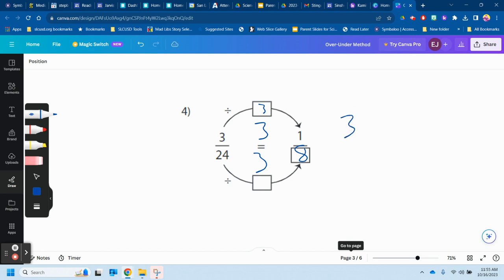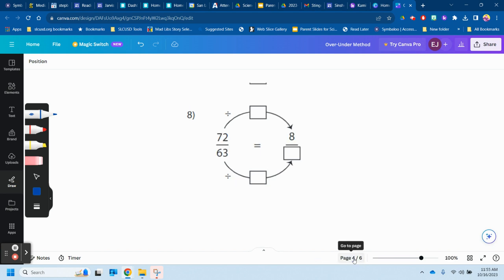So 3/24 is the same amount as 1/8. Let's take a look at another one. This one has a little bigger numbers. If I divide a number by 1, I don't change its value, but I can change the terms of the fraction. What did I divide the 72 by to get 8? I did 9. That's not enough room to write. So if I divide the numerator by 9, I also divide the denominator by 9, and I get 7.